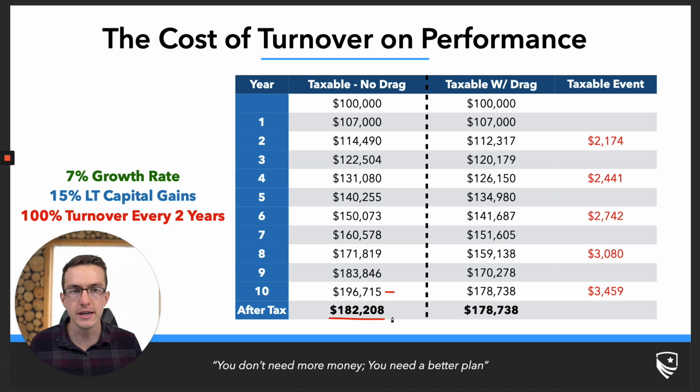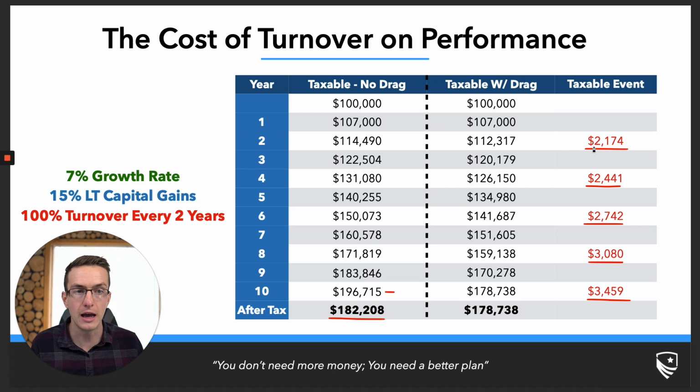And so what you're going to see is we still start with 100,000. We still grow it at 12%. And so what you'll see here is every 2 years, we have a taxable event that creates taxes in this given column over here in the red. And so as our account grows bigger and bigger, we'll notice that it translates to more taxes. But basically what's happening here is we have $100,000 that's growing to $107,000. It's then growing to $114,490, but then we're turning over our account at the end of the second year here.